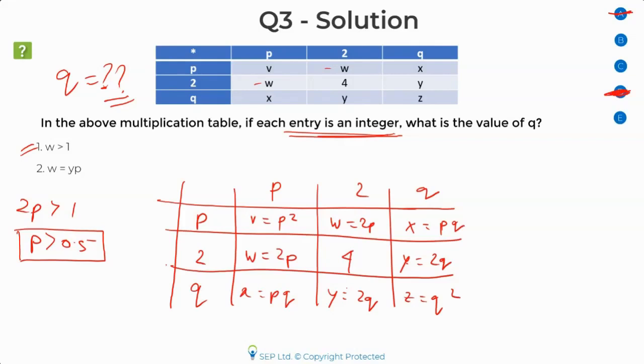W is equal to YP. Okay. Now W is equal to YP, and I know W is equal to 2P also. So what I can do is I can put 2P here is equal to YP. Okay. Now what should I do, guys? Should I cancel out the P's? Okay, let me put up a poll. Please mark yes if you think we can cancel out the P's.